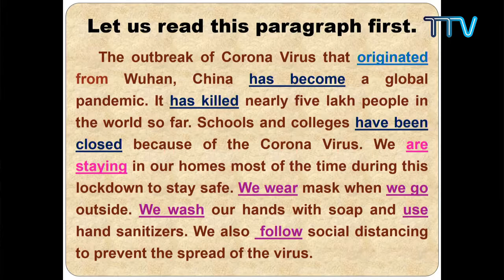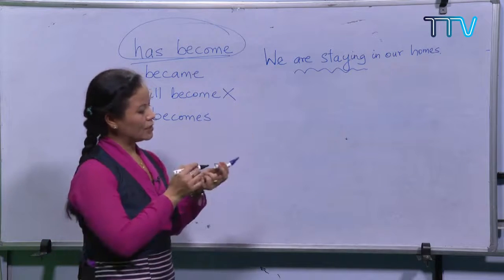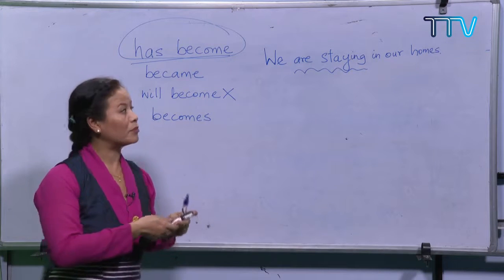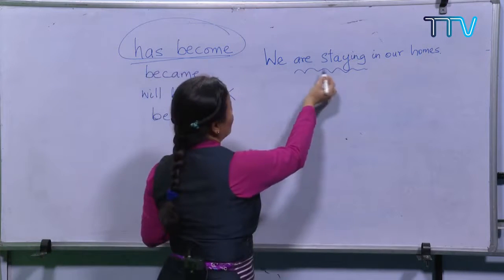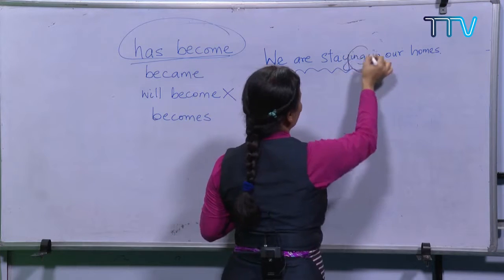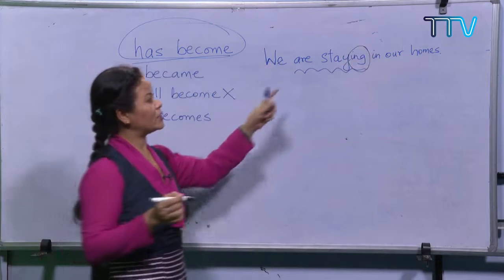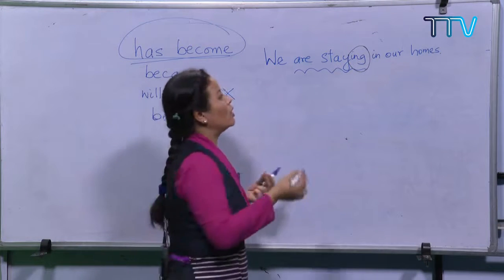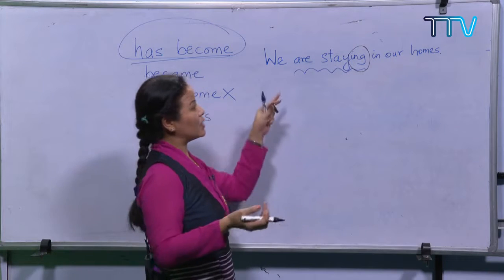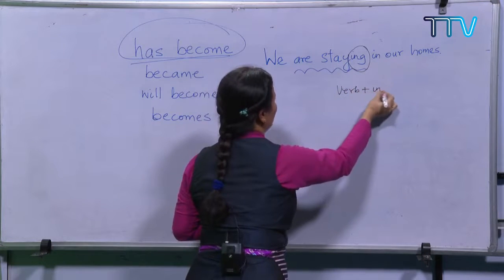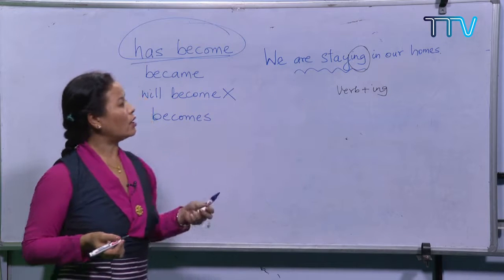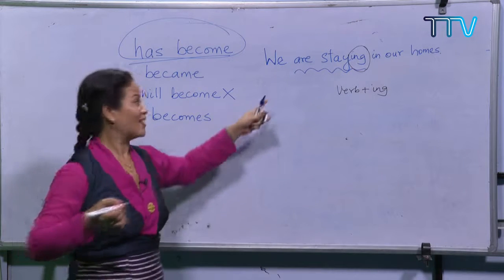We are staying. We are staying in our homes. Now this one suggests an event or action that is happening presently. So we are staying in our homes during this lockdown. What you need to remember is that most of the time the continuous form, whether present continuous, past continuous or future continuous, also called progressive, takes the verb plus ing, right? We are staying in our homes. Is it clear? Yes, we are staying in our homes.